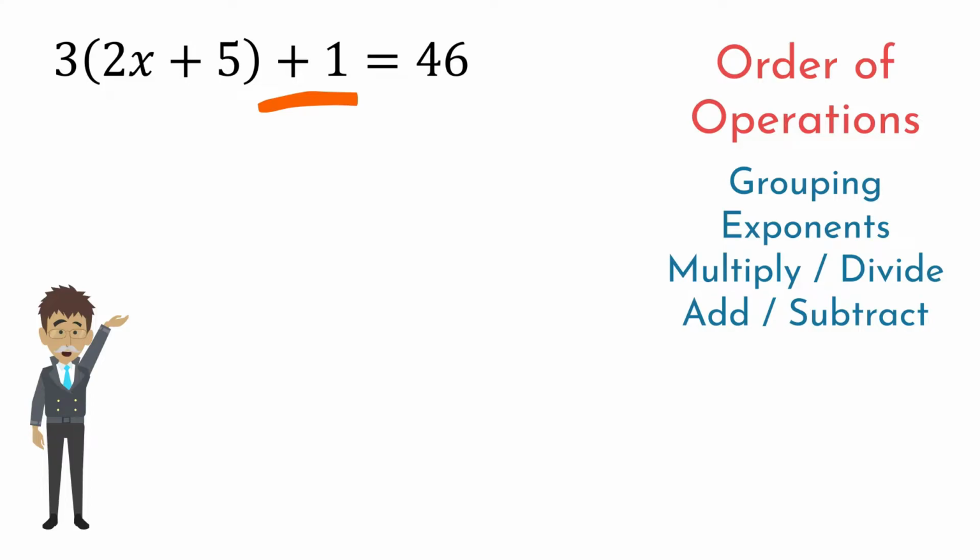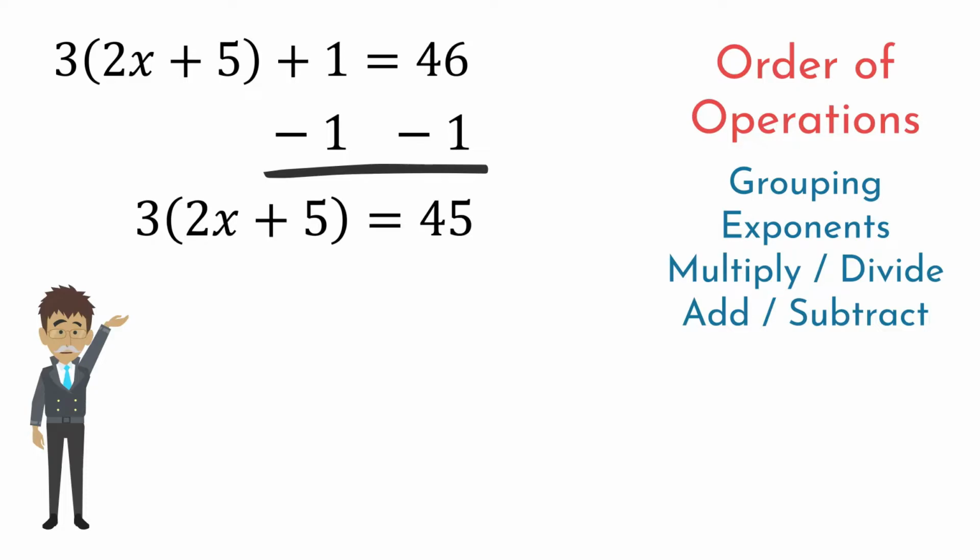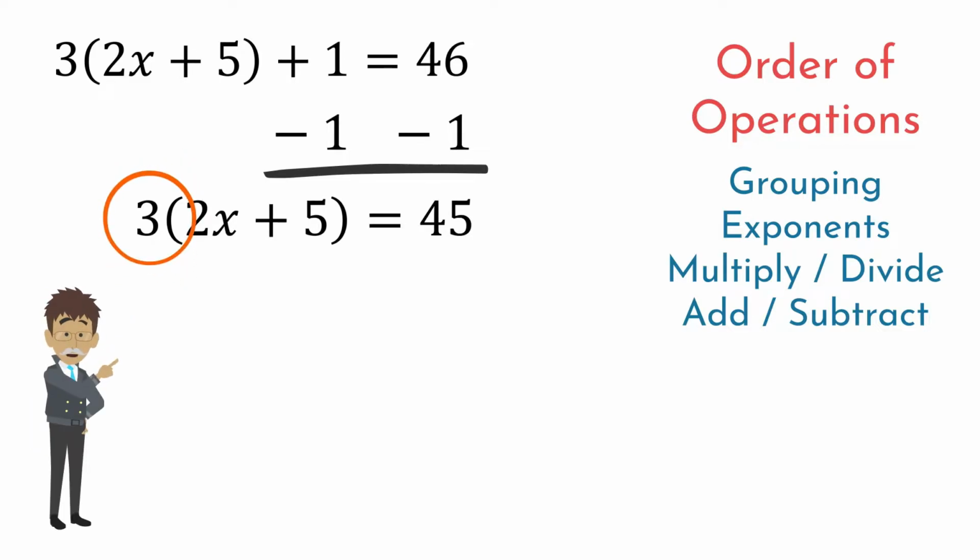To remove the 1 from the expression on the left, I must subtract it or add a negative 1. The addition property of equality states that we may add any value to both sides of an equation to maintain balance. Therefore, I add a negative 1 to both expressions. Then I multiplied by 3.